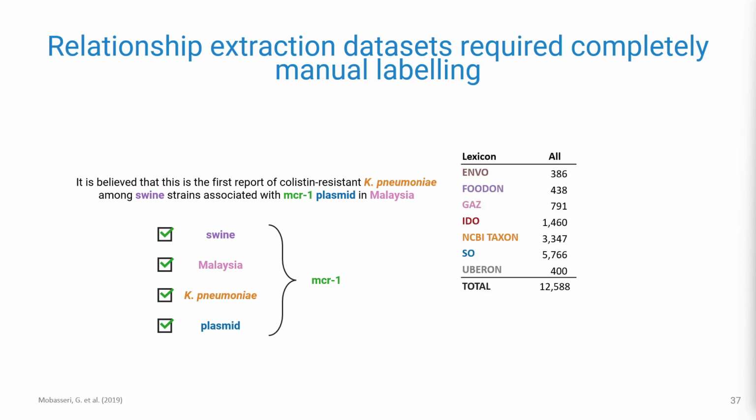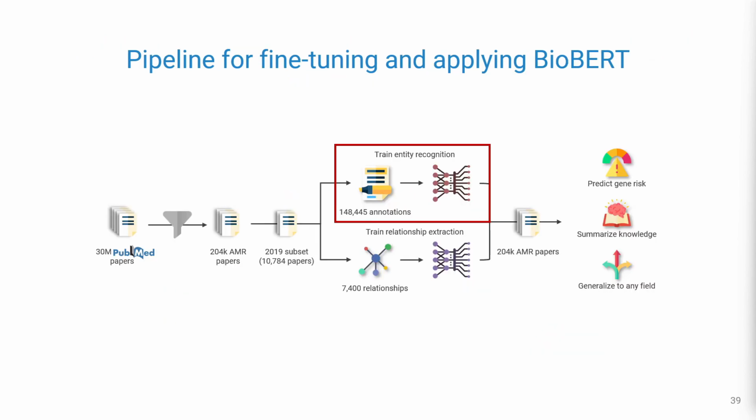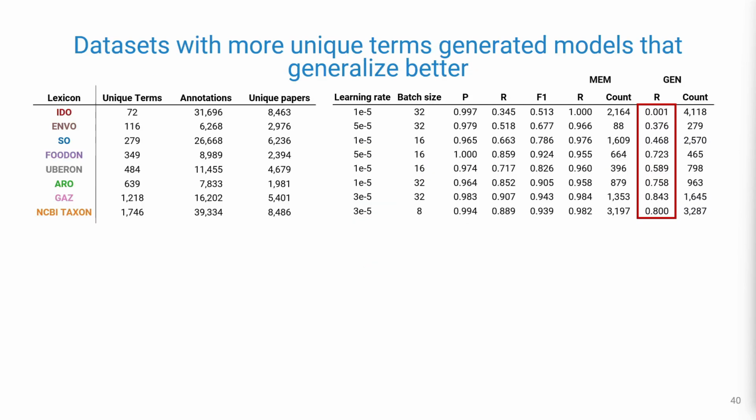Across 10,000 papers, there were about 12,000 potential relationships that needed labels. We've completed labeling the 12,000 relationships, but the data I'll be showing is when we only had about 7,000 relationships labeled. So I went ahead and fine-tuned the BioBERT models with the current datasets using different hyperparameters for learning rate and batch size. And from the training results for entity recognition, I selected the models that generalized the best.